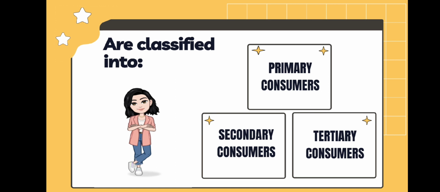Secondary consumers are those which predate on primary consumers. Examples are several species of insects and fishes. And the last one is tertiary consumers, which are the predators of predators. So they are most likely larger animals.